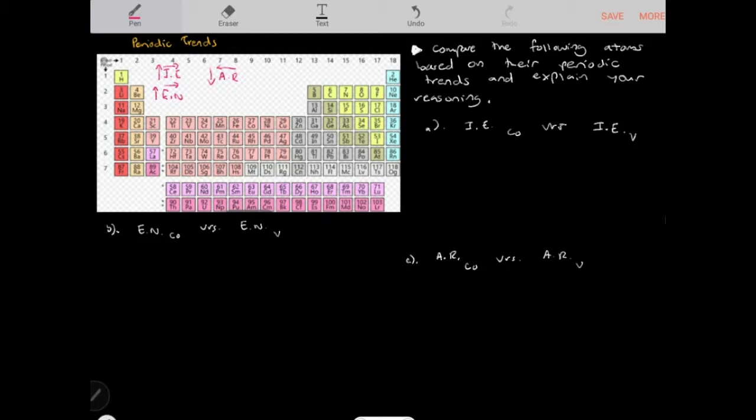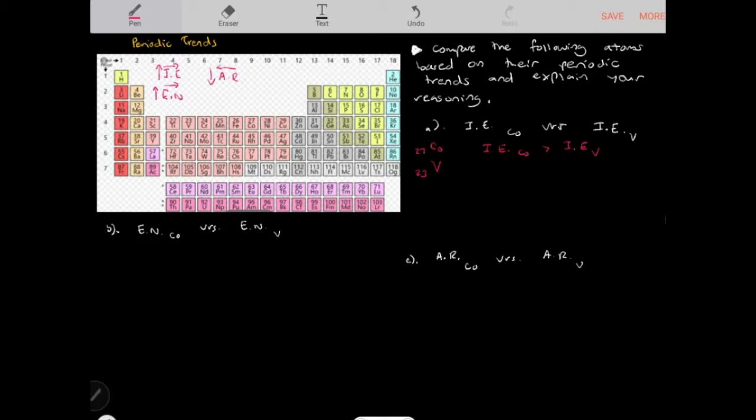Okay, so keeping this in the back of our minds, we're going to compare these elements using their increasing trends. Let's start with cobalt and vanadium. Cobalt is atomic number 27. Vanadium is atomic number 23. You can see that cobalt is to the right of vanadium. Because of that, the ionization energy of cobalt should be greater than the ionization energy of vanadium. It's going to take more energy to remove cobalt's valence electrons than vanadium's.